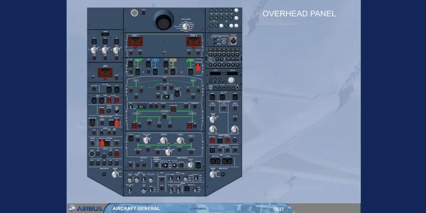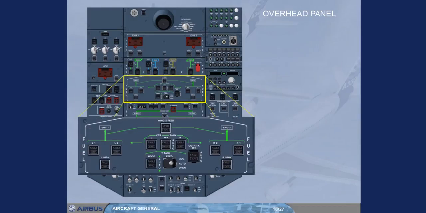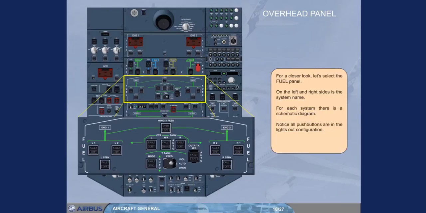For a closer look, let's select the fuel panel. On the left and right sides is the system name. For each system, there is a schematic diagram. Notice all push buttons are in the lights out configuration. Click on the forward arrow to return to the cockpit.